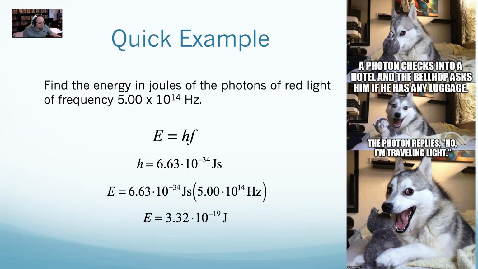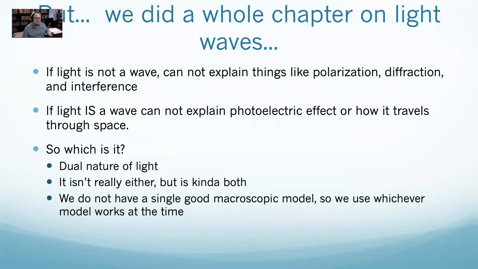Now, this is weird, because I'm saying light is not a wave. As we understand physics, there are two ways things can exist, wave and particle. A particle has mass and can physically move. A wave is the movement of energy without the movement of things. And Einstein said, hey guys, I can make everything work if light is a particle and not a wave. But if light's not a wave, polarization cannot exist. Diffraction cannot exist. And so light had to be a wave. But if light's a particle, that explains the photoelectric effect and how it travels through space.